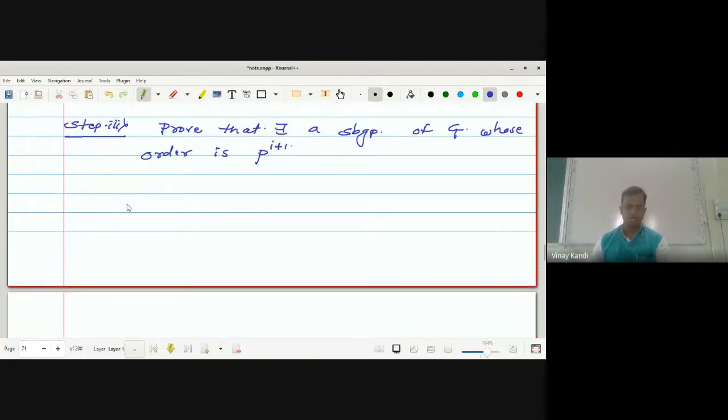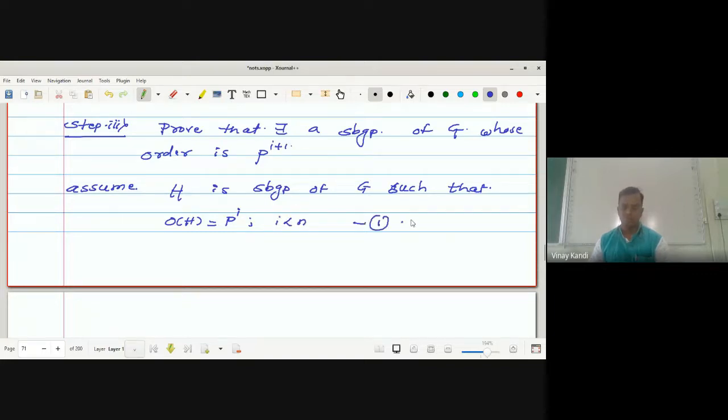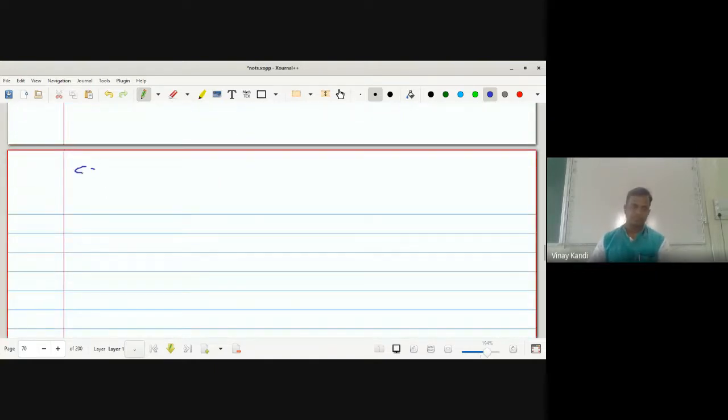Now look at it. Assume H is a subgroup of G such that the order of H is equal to p raised to i, where i is less than n, by the induction hypothesis. Give it as equation number 1. Now consider, here H is the subgroup of order p raised to i. So consider the index of H in G.